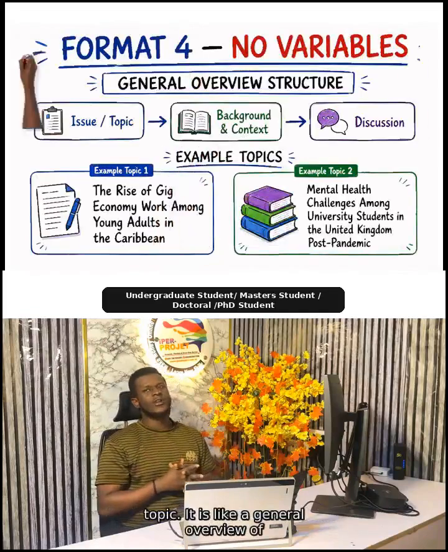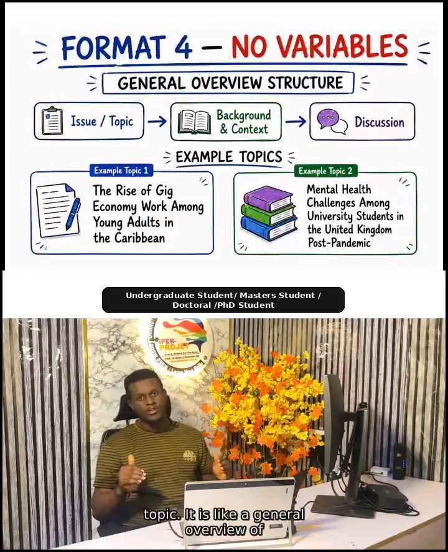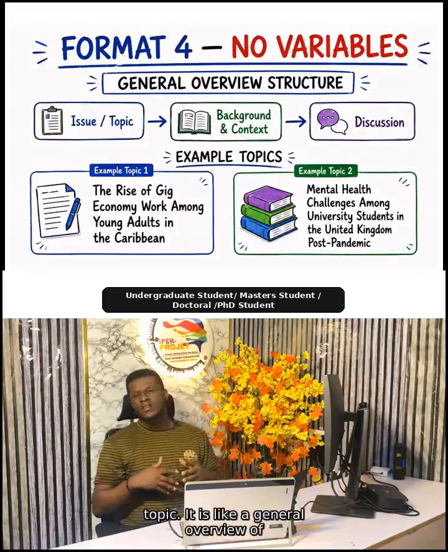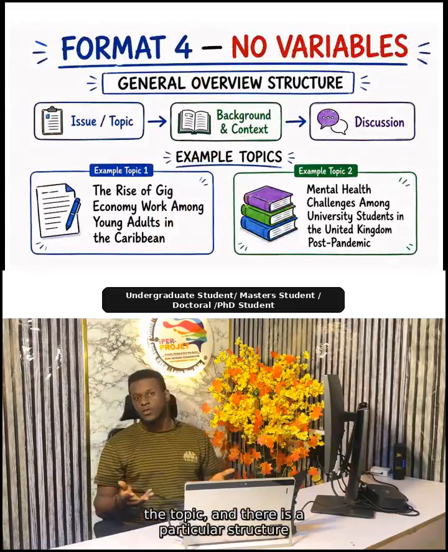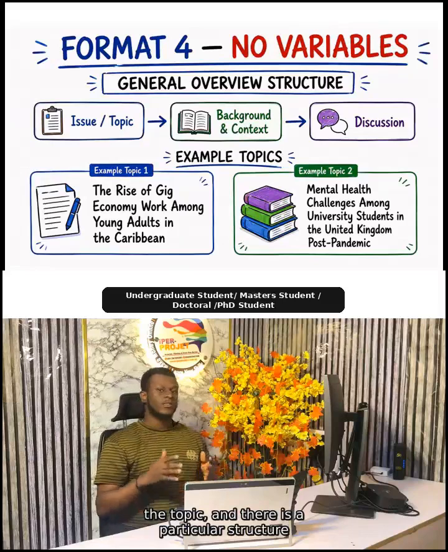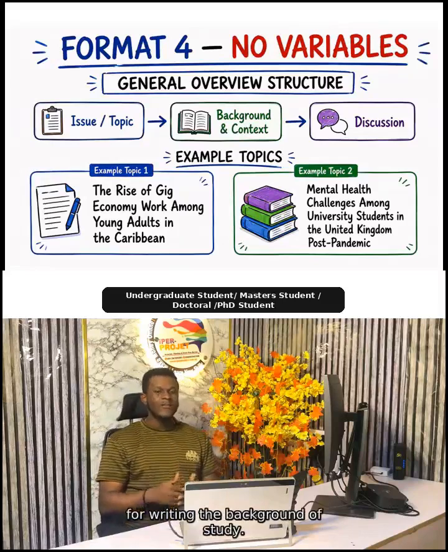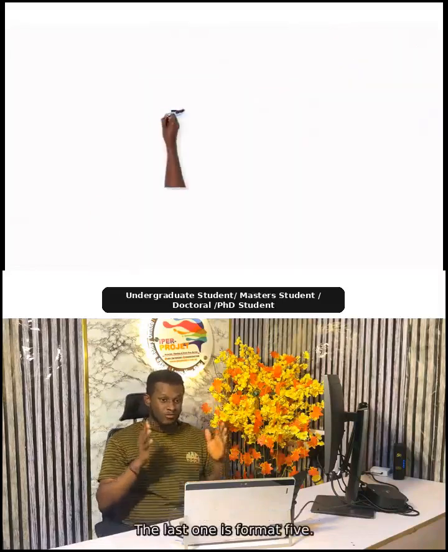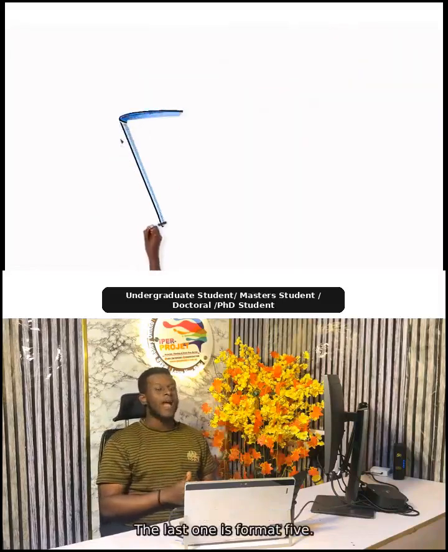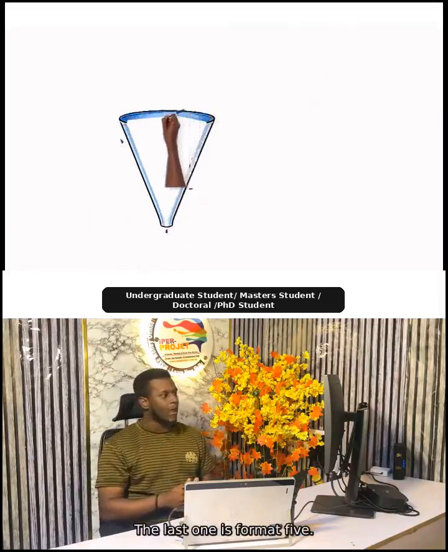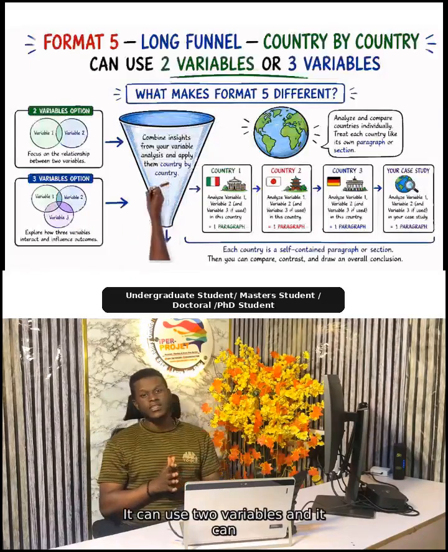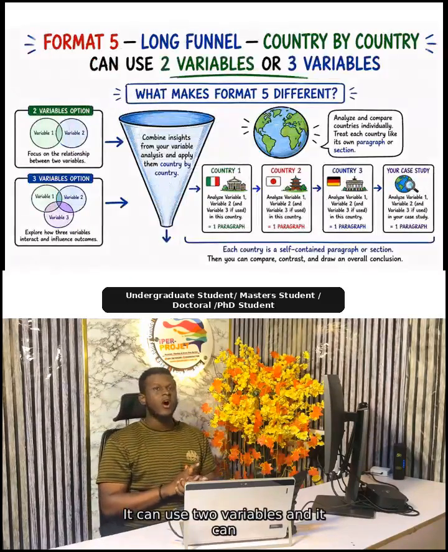And there's another format, which is the fourth one. Now, this fourth one has no variable in the topic. It's just like a general overview of the topic. Are you getting me? So for this particular format also, there's a particular structure of how you're supposed to write the background of study. The last one is format 5.